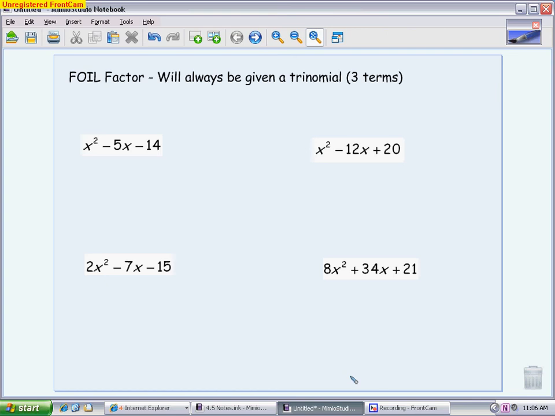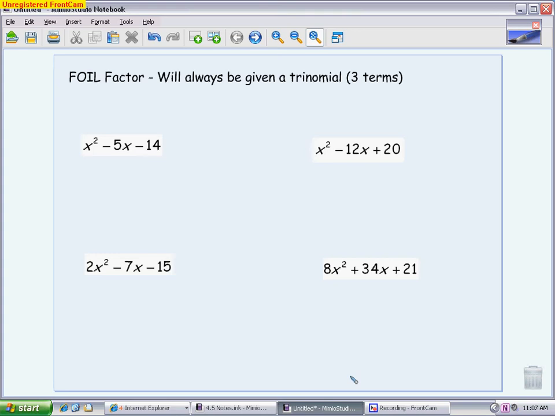This video is going to focus on factoring by doing a FOIL factor. FOIL factor means that you are unfoiling it. You're doing the reverse of foiling. What is special about polynomials that have to be FOIL factored is they'll always be 3 terms. So you're going to see a trinomial, which means 3 terms.